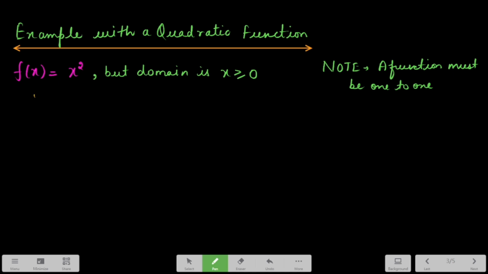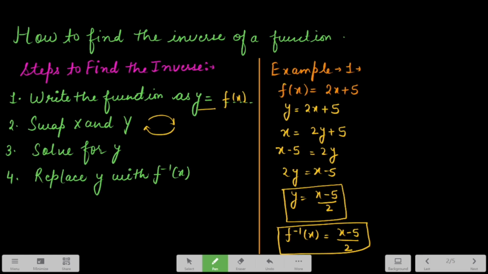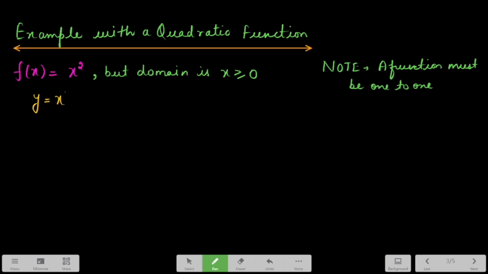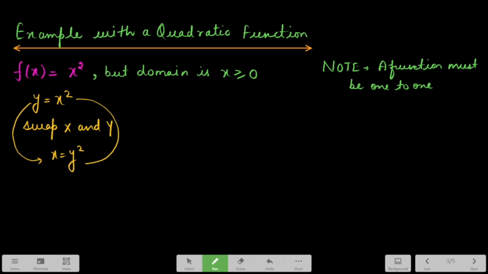So step 1 is write the equation as y = f(x). So I am writing y = x squared. Second step is swap x and y. So x = y squared. In place of y, I am writing x, and in place of x squared, I am writing y. Now solve for y.